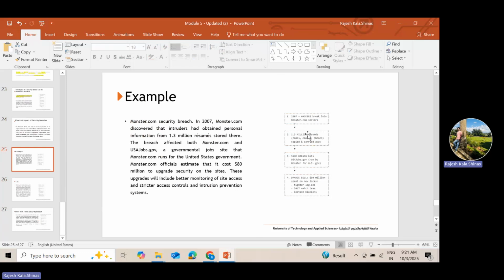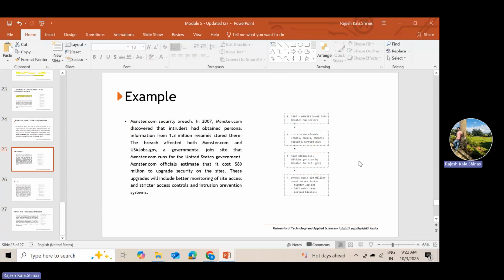This is Monster, but they have a big database. They keep information about all the eligible candidates: their username, their address, their qualification, their security number, everything that would be in the resume, and email ID. Now, what happened? Some hackers broke into the Monster.com server. At that time there were about 1.3 million resumes. The resumes contain name, email, phone number, everything. All these things were copied. The hacker copied all the information.